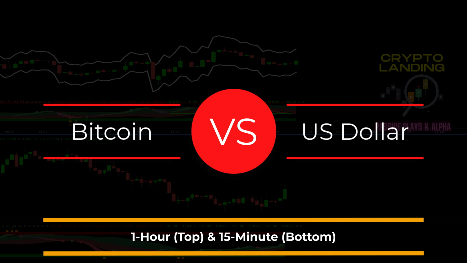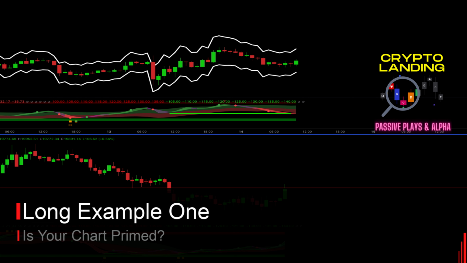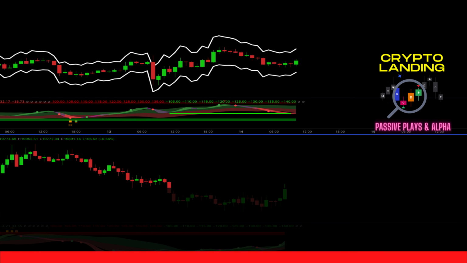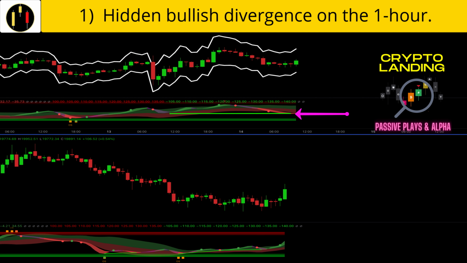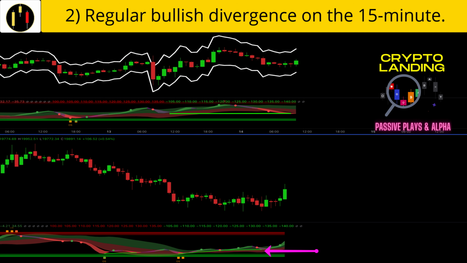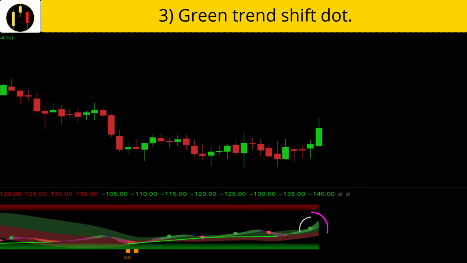This chart is Bitcoin versus the US dollar, 1-hour candles on the top chart and 15-minute candles on the bottom chart. The rules to enter a long on Is Your Chart Primed are: first, on the 1-hour chart we can see hidden bearish divergence as indicated by this green line. There is a lower low on the oscillator and a higher low on price. Second, on the 15-minute chart there is regular bullish divergence, a lower low on price and a higher low on the indicator. Finally, a green dot appears on the micro range band.